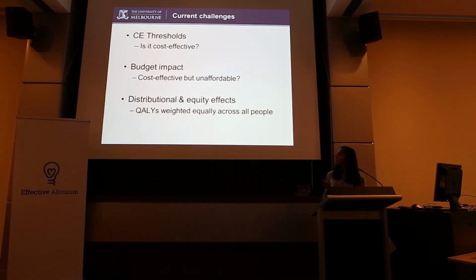I want to end with just pointing out a few of the current challenges that exist in cost effectiveness analysis, and just literally touching on them. So there's the issue of cost effectiveness thresholds. How do you know if something is cost effective or not? Well, what about the budget impact? So something is very high value for money, but it's actually very expensive and may not be affordable for a country to roll out to everybody. And then the last issue is issues surrounding distributional effects and equity considerations. Who's benefiting from these interventions?